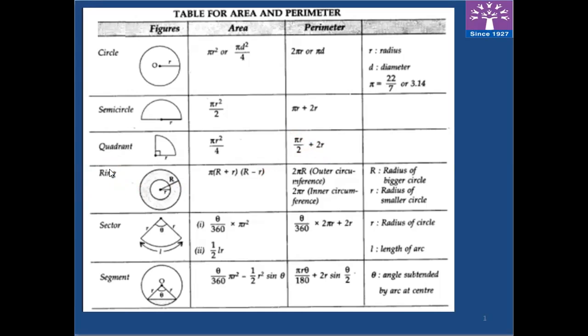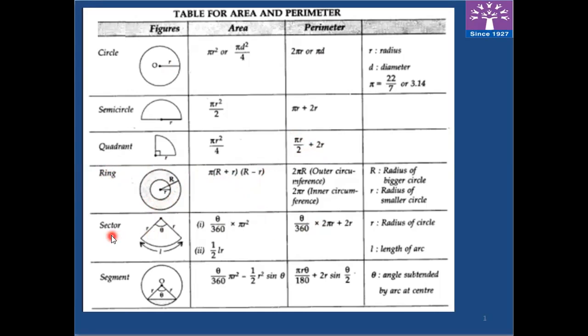If there is a ring kind of a shape, then its area becomes pi capital R square minus pi small r square. And if you take the pi common, R square minus r square, factorization gives us R plus r times R minus r. Its circumference is 2 pi capital R plus 2 pi small r.